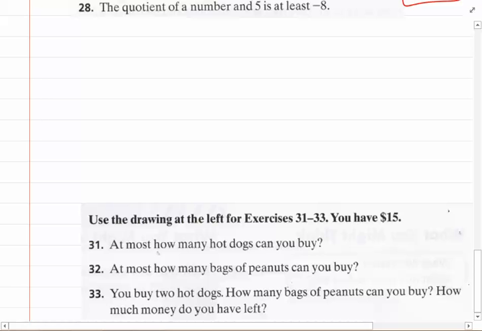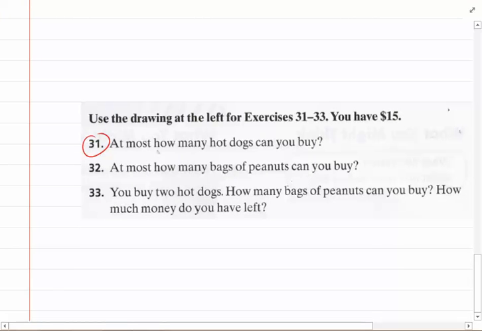And last one. Let's look at 31. At most, how many hot dogs can you buy if you have $15? Okay, it turns out hot dogs cost $4.75. And at most, how many hot dogs can you buy with $15? The answer is obviously going to be 3 hot dogs.